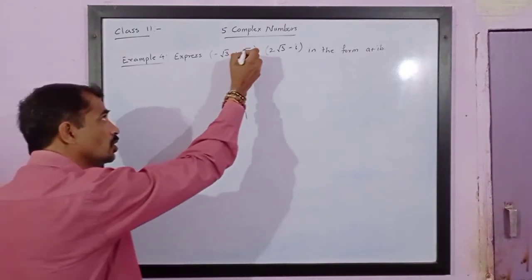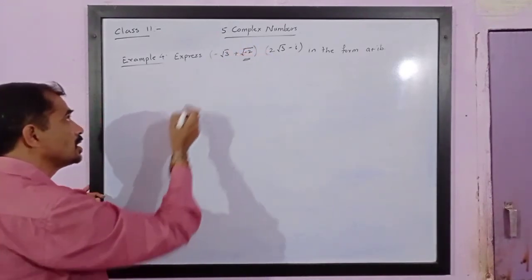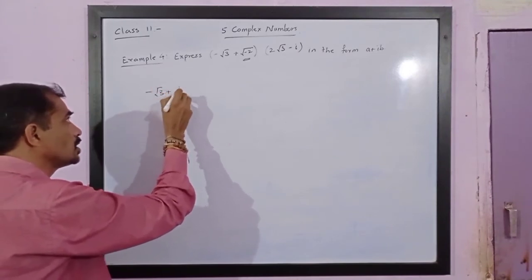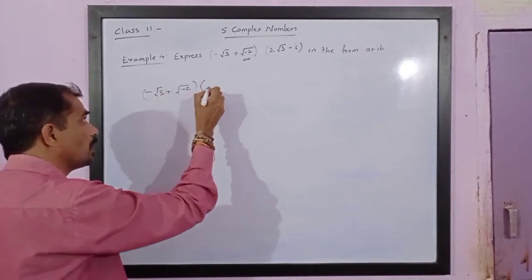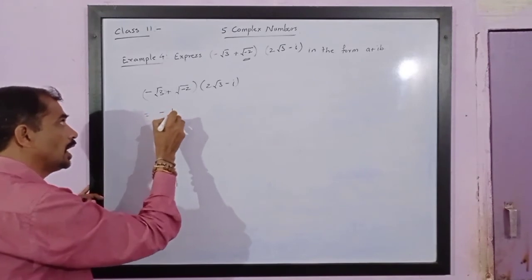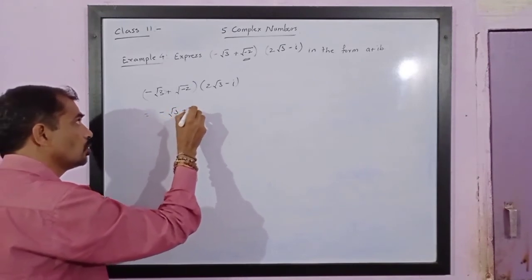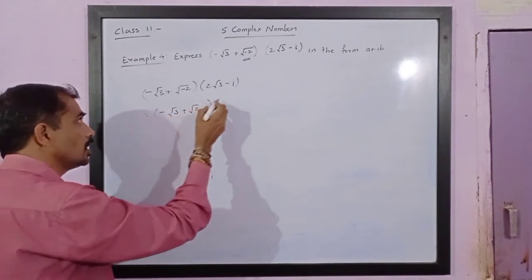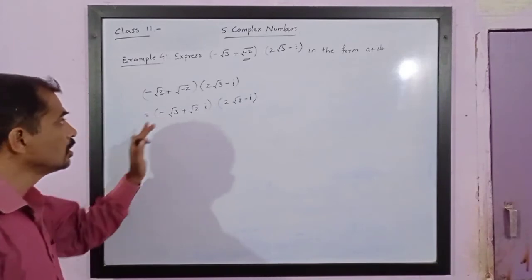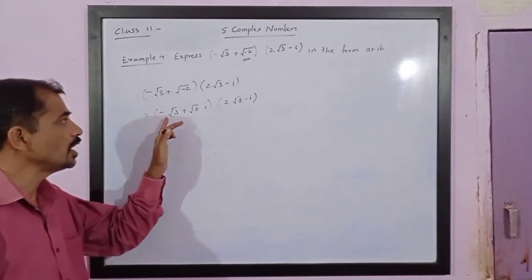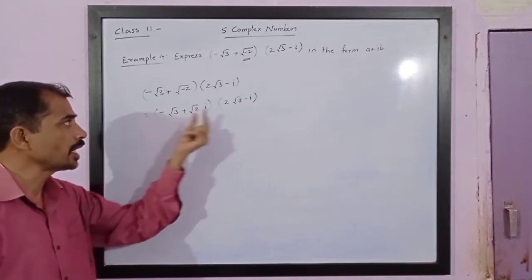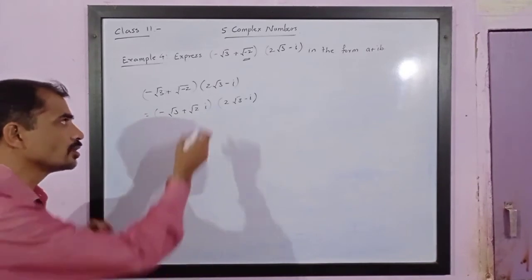Please understand this. Root of negative 2 means it is root 2 times i. Now before doing multiplication we must convert this into a complex number. So this is equal to negative root 3 plus root 2i multiplied by 2 root 3 minus i. Now again, we have studied this in algebraic identities, so the same algebraic identities we use. This is equal to first term multiplied by all terms in the second bracket, and second term multiplied by all terms in the second bracket.